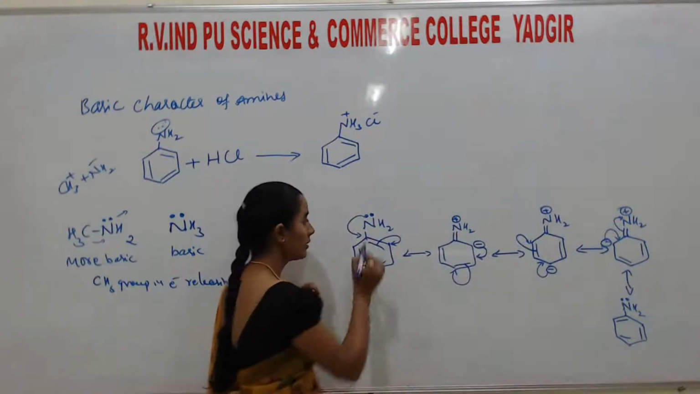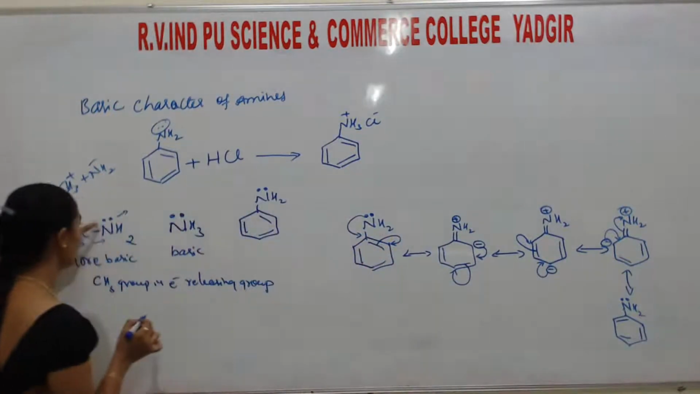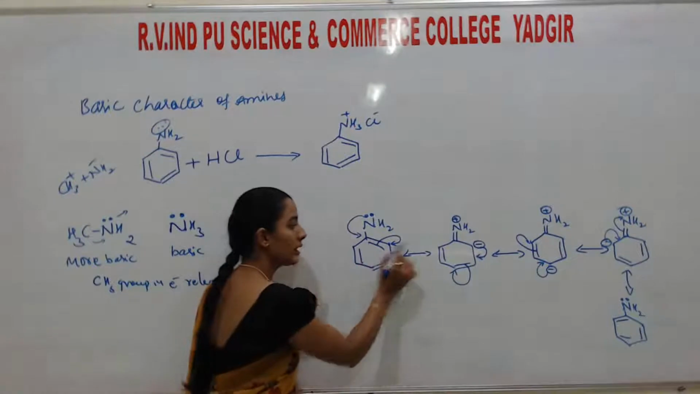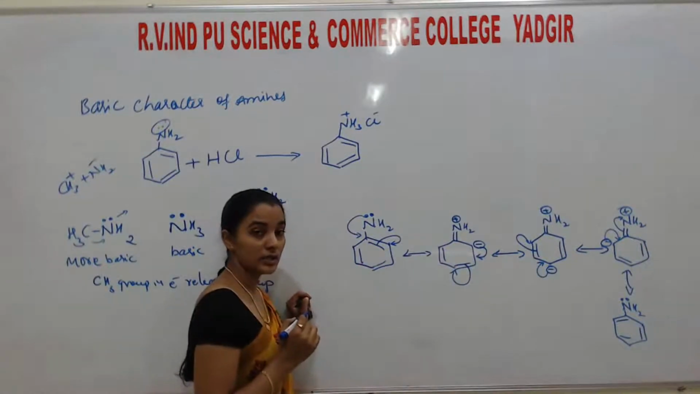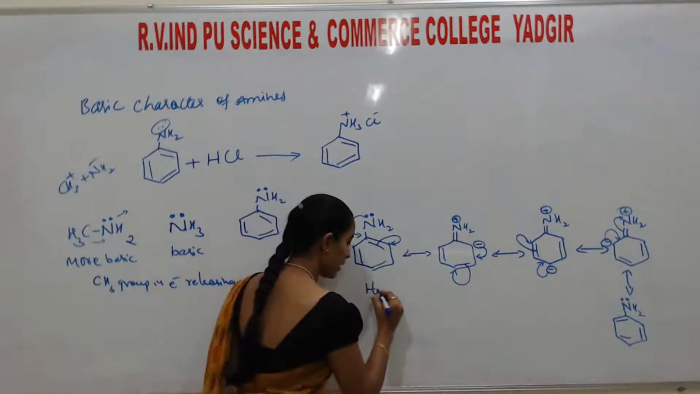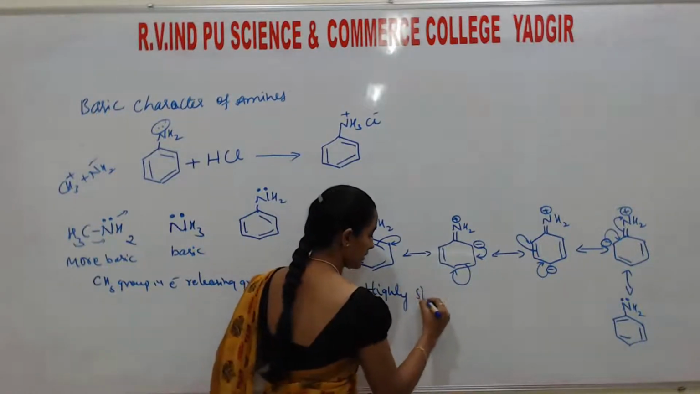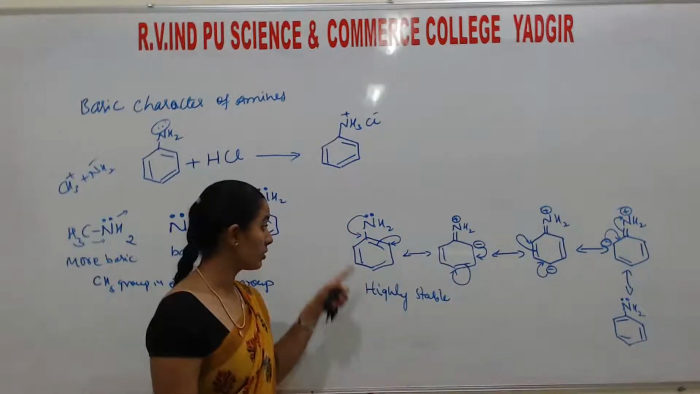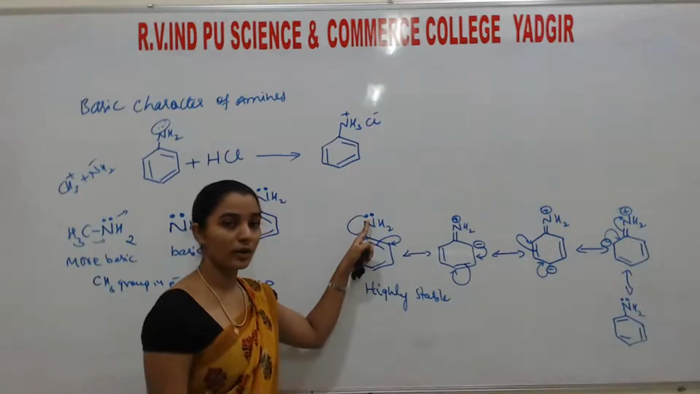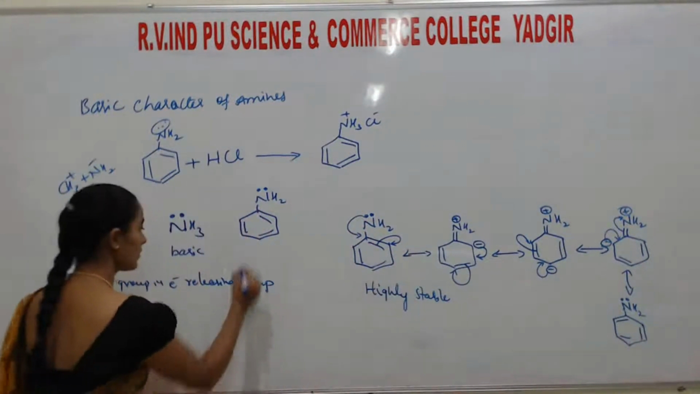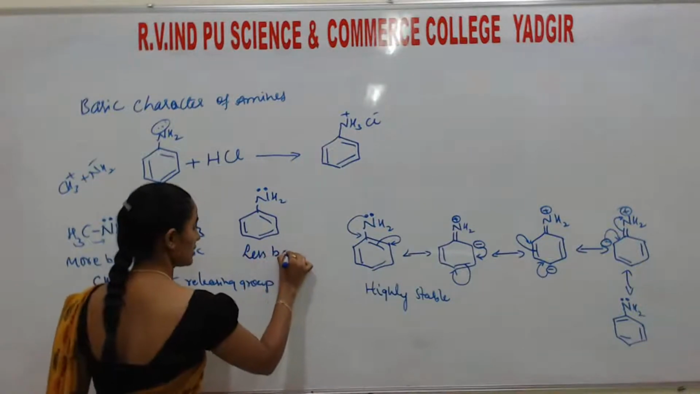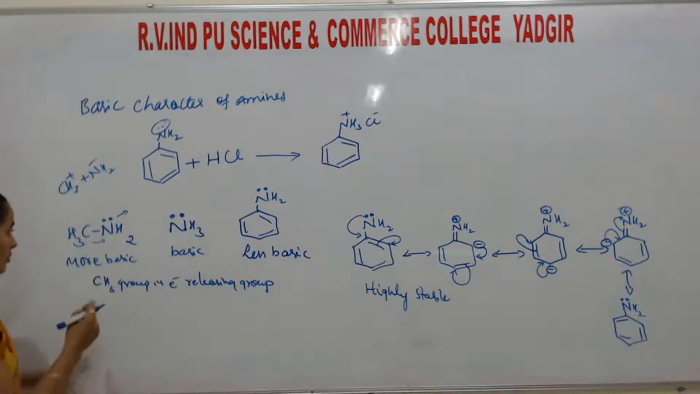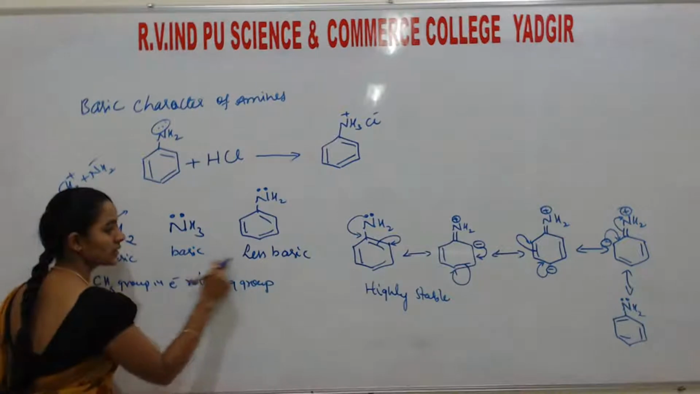So students, these lone pair of electrons compared to here, are directly involved in the donation. But these lone pairs in aniline are involved in stabilized resonance structures. That's why this is highly stable due to the resonance structures. So they cannot donate these lone pair electrons easily. Understand? So that's why this is less basic.